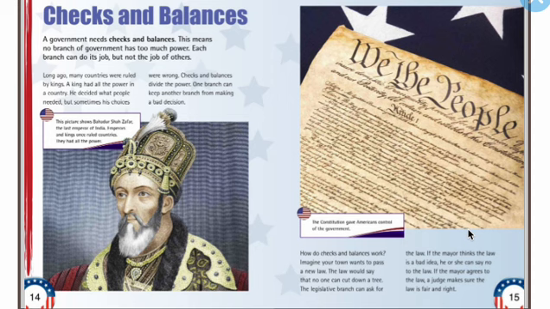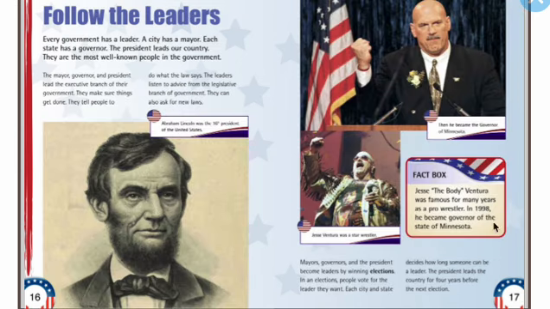The legislative branch can ask for the laws, and if the mayor thinks that the law is a bad idea, he or she could say no to the law. And then a judge could make sure that the law is right and fair. So we have different leaders who help with making decisions.